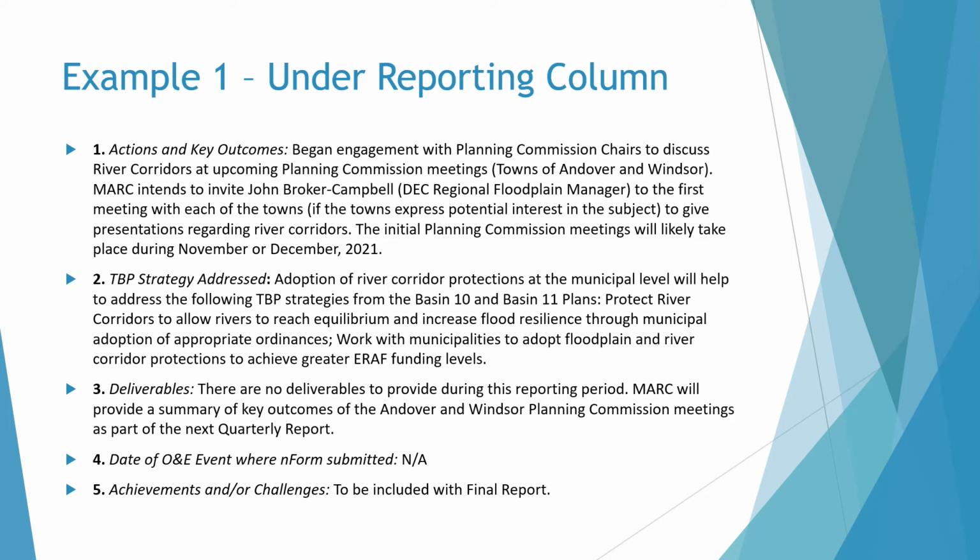Example number 1 is organized by each type of information listed by numbers. The action and key outcomes include information on the initial engagement with 2 planning commissions to discuss river corridor protection. The outcome is that the initial meetings will likely take place in November and December of 2021. The strategy addressed is described in detail on how this work will help carry out the strategies described.